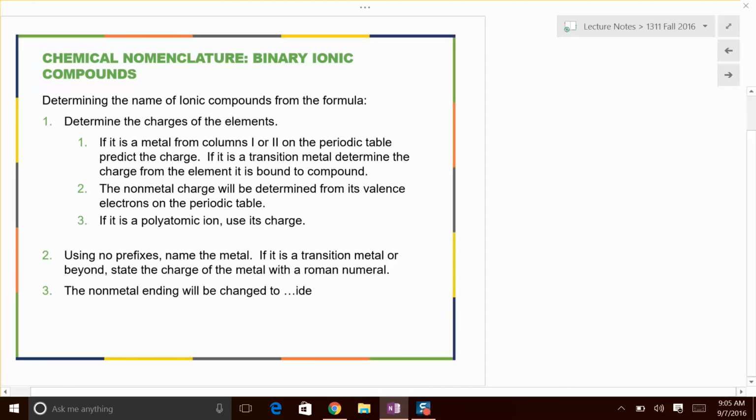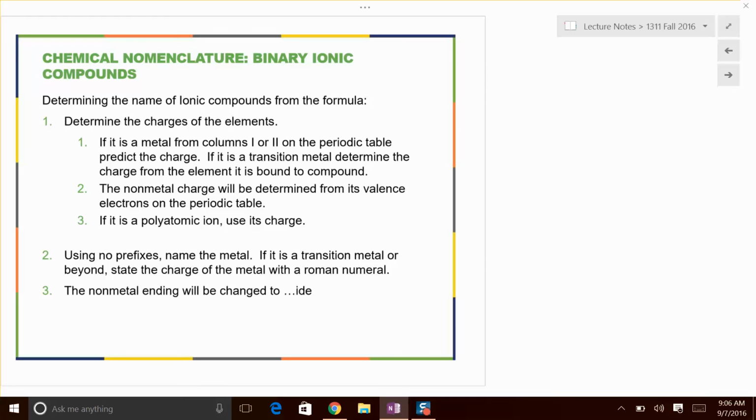Okay. So now we're going to start talking about how we name these compounds. This can be kind of tricky for people, but we'll try to work through it, and we'll do a little practice to make sure you guys are getting the idea here.